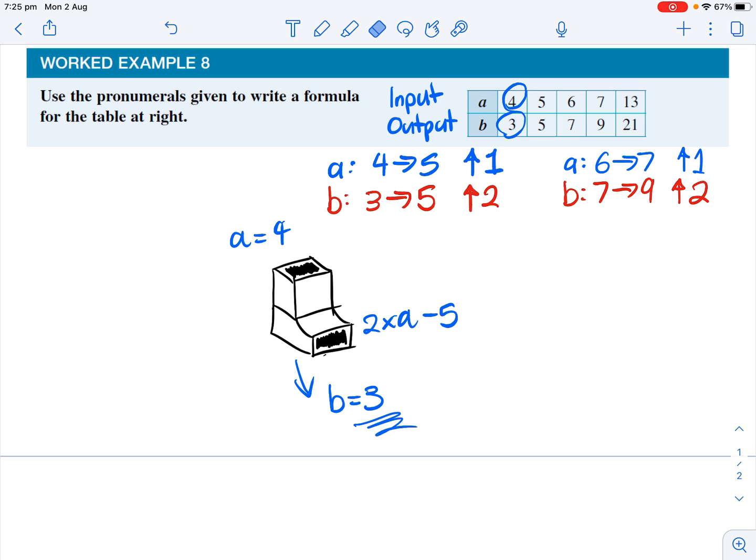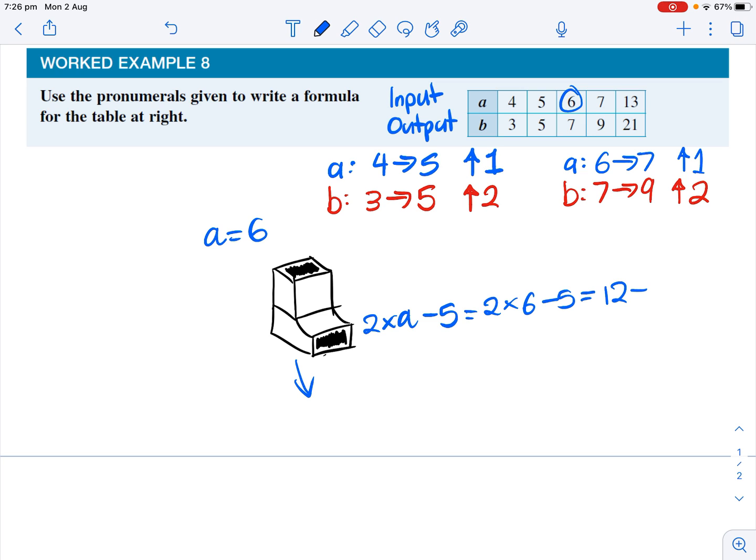Now you can check this to make sure you've got it correct by trying another value. So let's try A equal to 6. Applying this rule, 2 times A minus 5 is equal to 2 times 6 minus 5, which is equal to 12 minus 5, which is equal to 7. So B is equal to 7. And that is actually correct. So if you put in A equal to 6, you get B equal to 7.